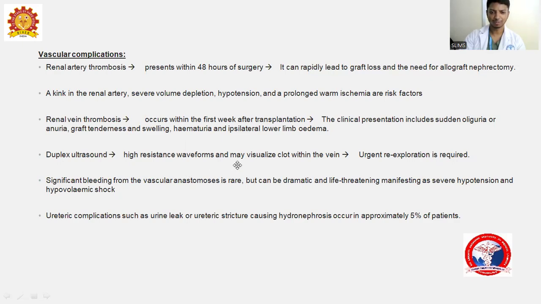Significant bleeding from the vascular anastomosis is rare, but can be dramatic and life-threatening. It manifests as severe hypertension, hypotension, and shock. Urinary complications such as urine leak or ureteric stricture causing hydronephrosis occur in approximately 5% of patients.